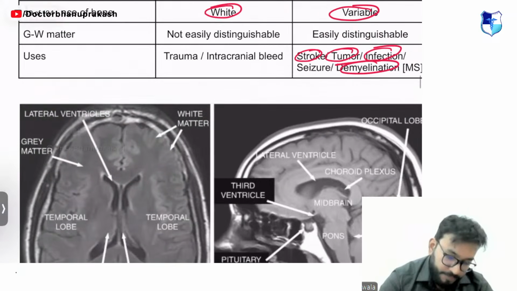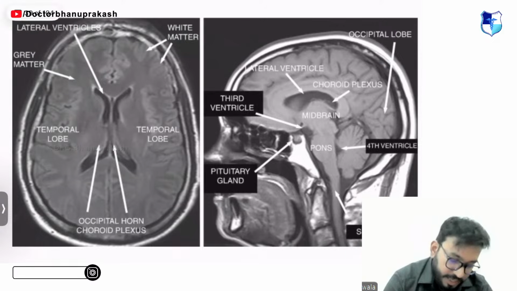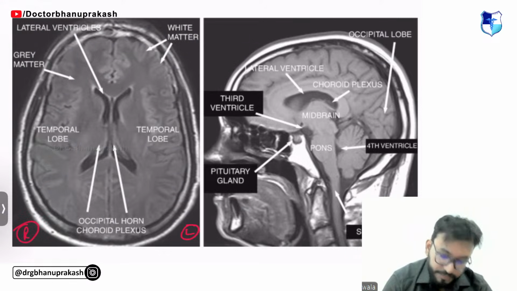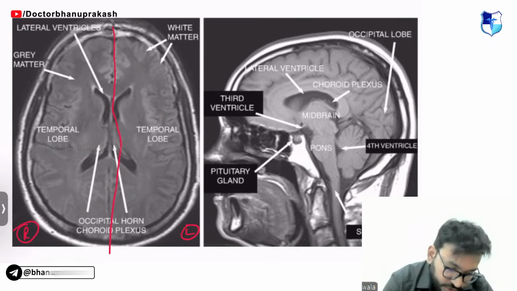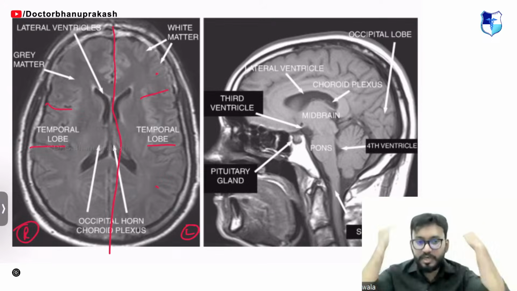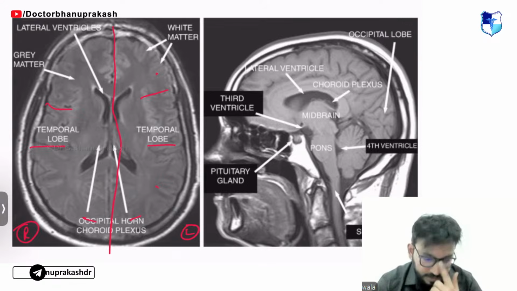Let's go. This is the normal MRI, normal anatomy, guys. Okay, this is the right side. This is the left side. Okay, this much is clear. This is the midline. So this has to be a temporal lobe. Look at this, temporal lobe. Okay, this is your frontal lobe, and posteriorly what you have are the occipital lobes. Okay, this is what view, guys.